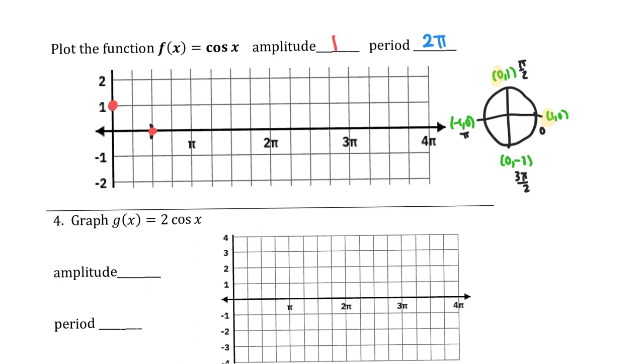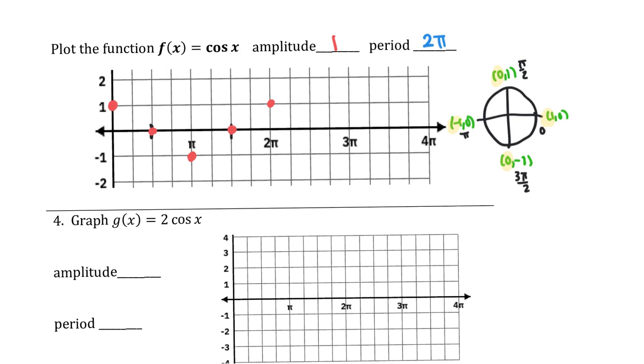Okay, when I get to pi, the cosine is negative 1. When I get to 3 pi over 2, the cosine is 0 again. Where's 3 pi over 2? It's between pi and 2 pi. So I'm hitting the 0 again. And then I go back to 2 pi, and I'm back up to 1.